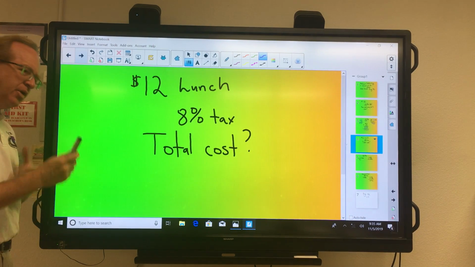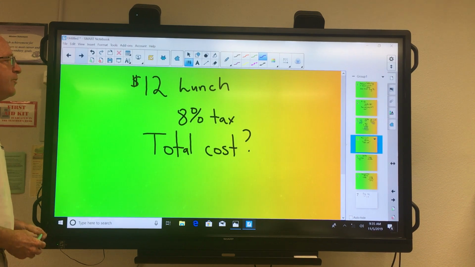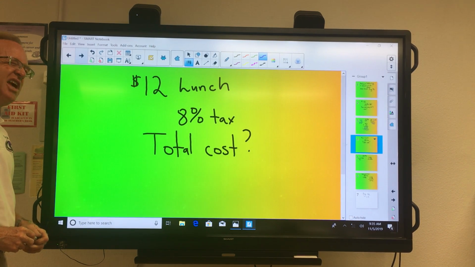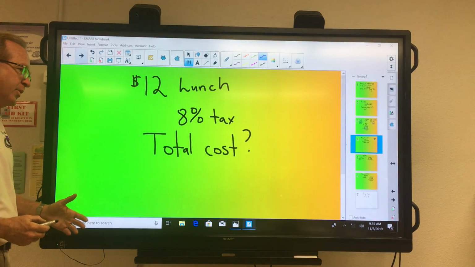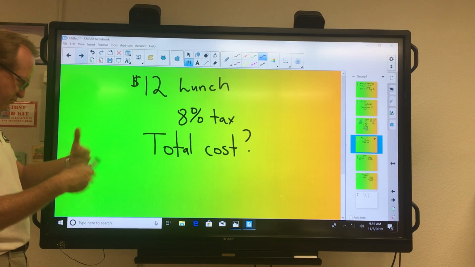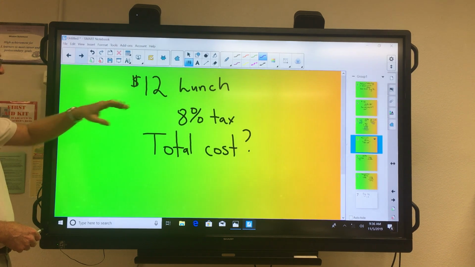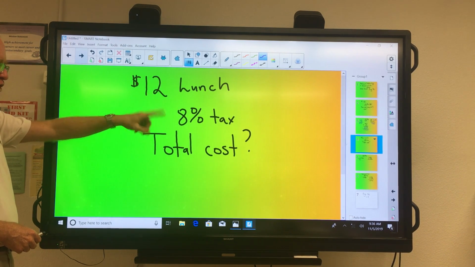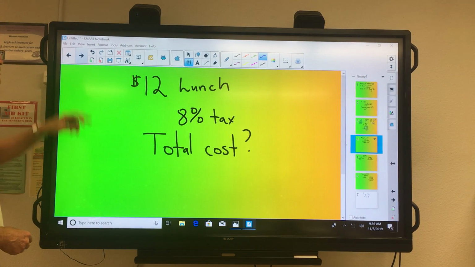Now, it also comes up quite frequently, especially since we live in California, where you buy something and there's a sales tax added. And so this time we would find the 8%, but instead of subtracting it, remember we add the tax, because that's something you have to pay for in addition to your purchase. So let's say we have a $12 lunch and there's an 8% tax. What would the total cost be?